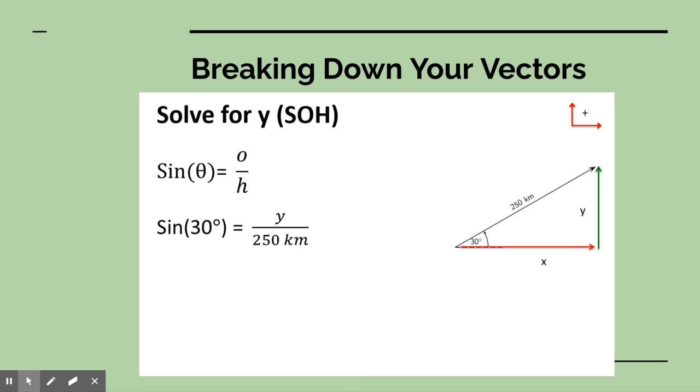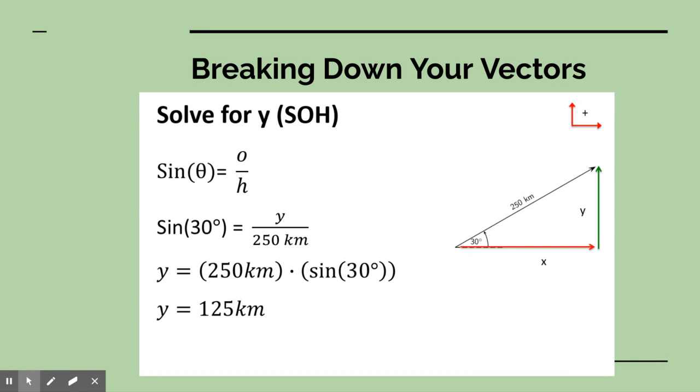Since 250 kilometers is dividing against the y, you multiply it to both sides. So it'd be 250 kilometers times sine of 30, and you get y is equal to 125 kilometers. Now, because this is a vector, we have to remember to add the upward direction, or our direction in general. So it'd be 125 kilometers to the north.